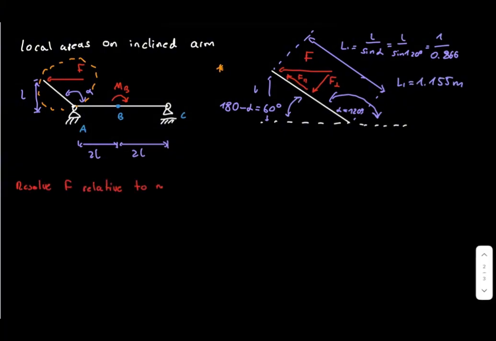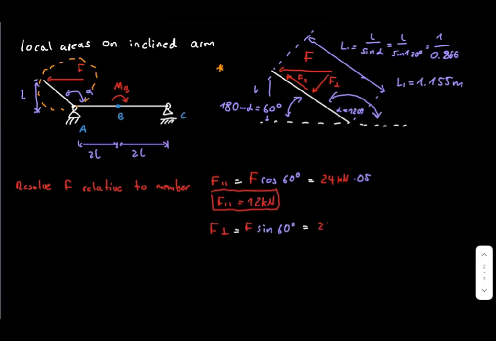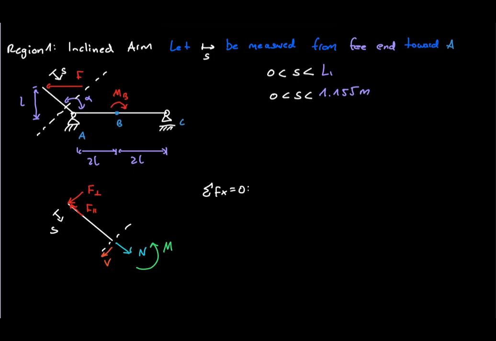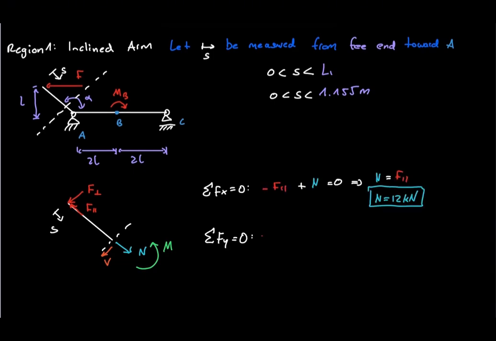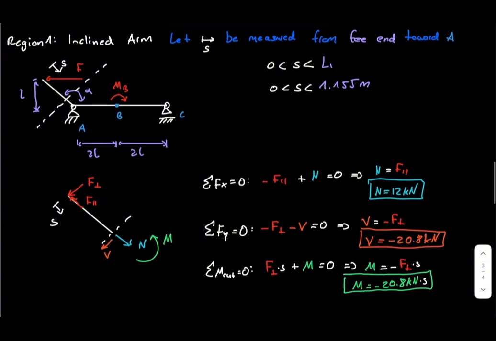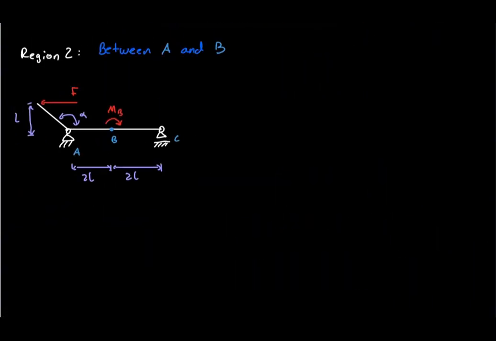Resolving the force relative to the member gives a parallel component of 12 kilonewtons and a perpendicular component of 20.8 kilonewtons. Let S be measured from the free end toward A. With the sign convention shown on the board, the axial force is 12 kilonewtons, the shear force is 20.8 kilonewtons, and the bending moment is negative 20.8 times S. The important lesson is that a globally horizontal force can produce both axial force and shear force when the member is inclined. Next, we cut the horizontal member between A and B.